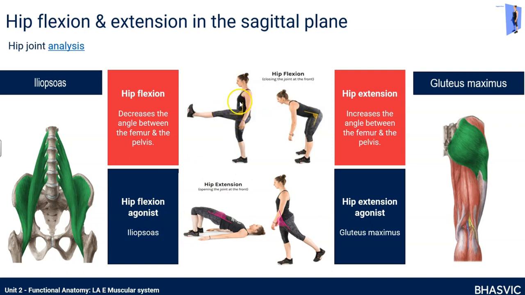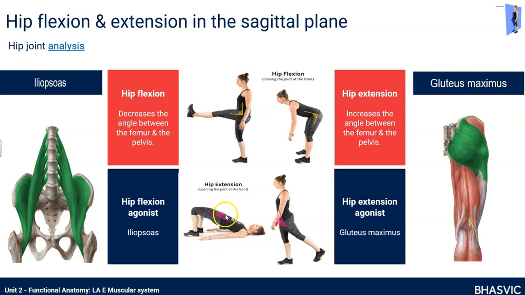When iliopsoas is contracting to create hip flexion, the partner muscle needs to relax and lengthen to allow that to happen. And the partner muscle with iliopsoas is gluteus maximus, your largest of the three gluteal muscles. However, gluteus maximus is the agonist for hip extension. So if we look at this picture here, if this person was stood in the preparatory position with their feet together, and then they contracted gluteus maximus, basically your bottom muscle, it will pull your femur backwards, increasing the angle at your hip, and that is hip extension.